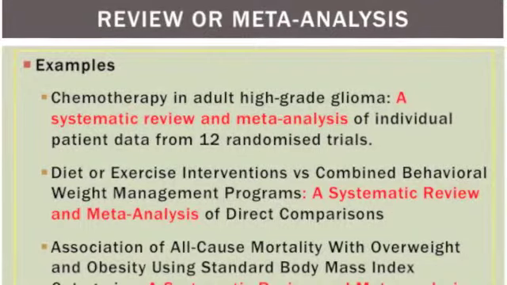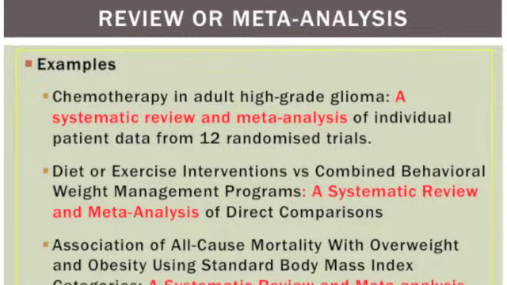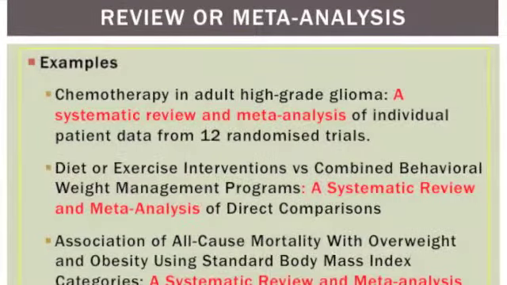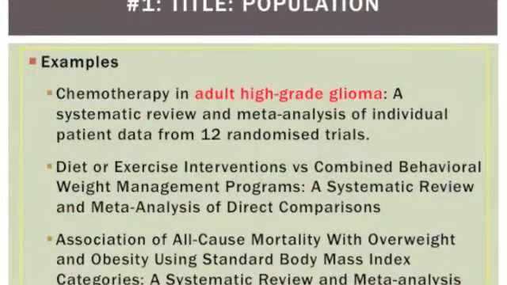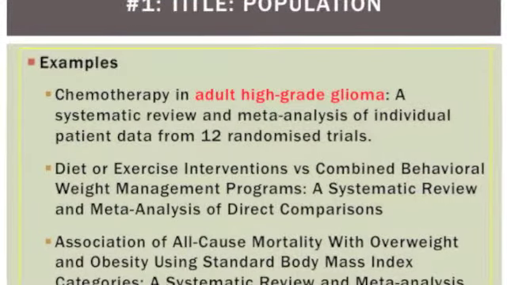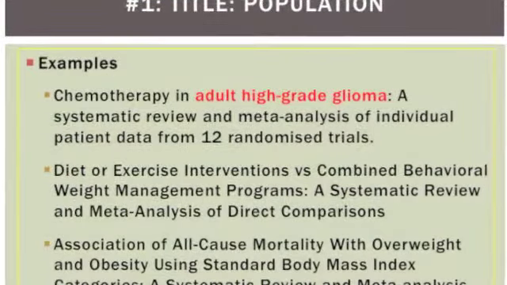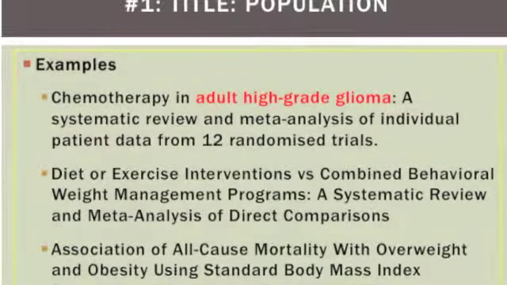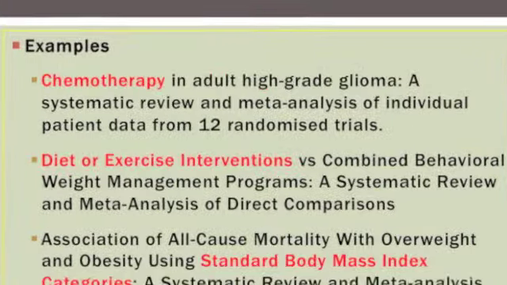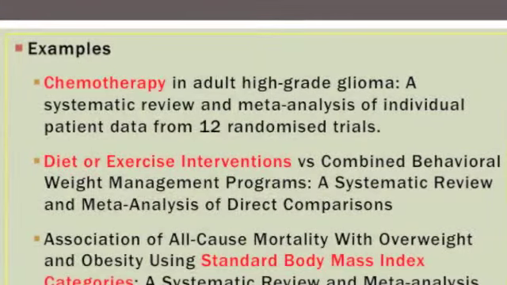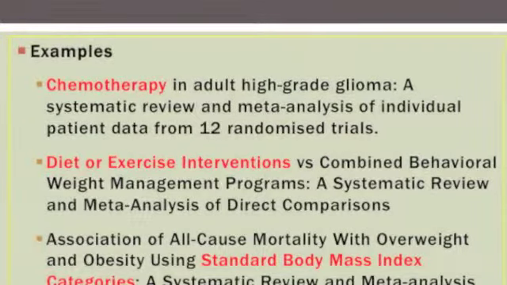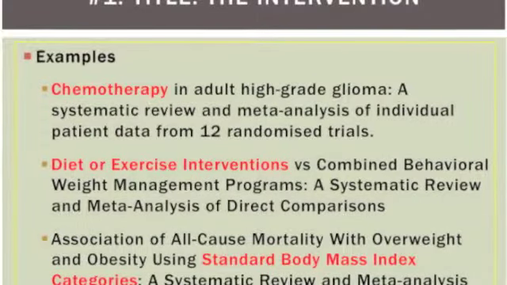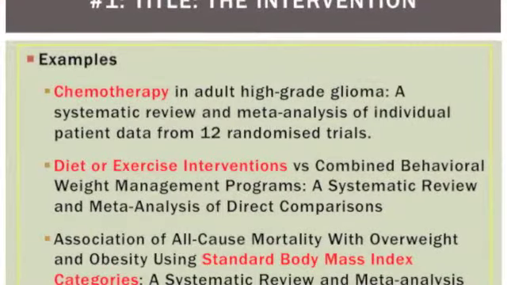First, you want your title to identify if this is a systematic review or a meta-analysis. You can see in the following 3 examples that each have done so. Your title also may include other elements of your PICOS. For example, in the first example, it identified adult high-grade glioma as part of the population. The following 3 examples all specified the intervention being studied, the chemotherapy, or diet or exercise interventions, or standard body mass index categories.